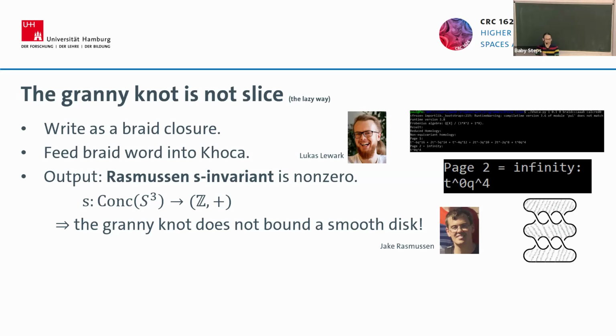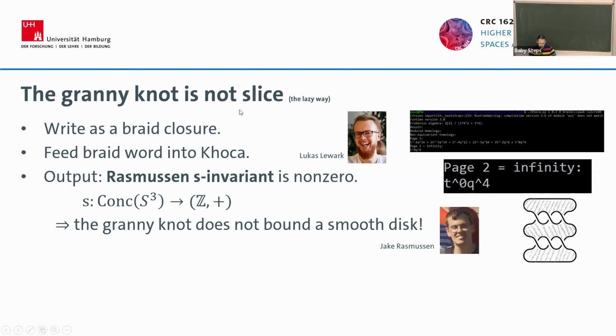Now, the Rasmussen invariant tells us that the slice genus, so the minimal genus of a surface whose boundary is the granny knot, is 2. And this is actually the precise answer. So this bound is sharp because here, if I draw this shading, that represents a genus 2 surface whose boundary is the granny knot.